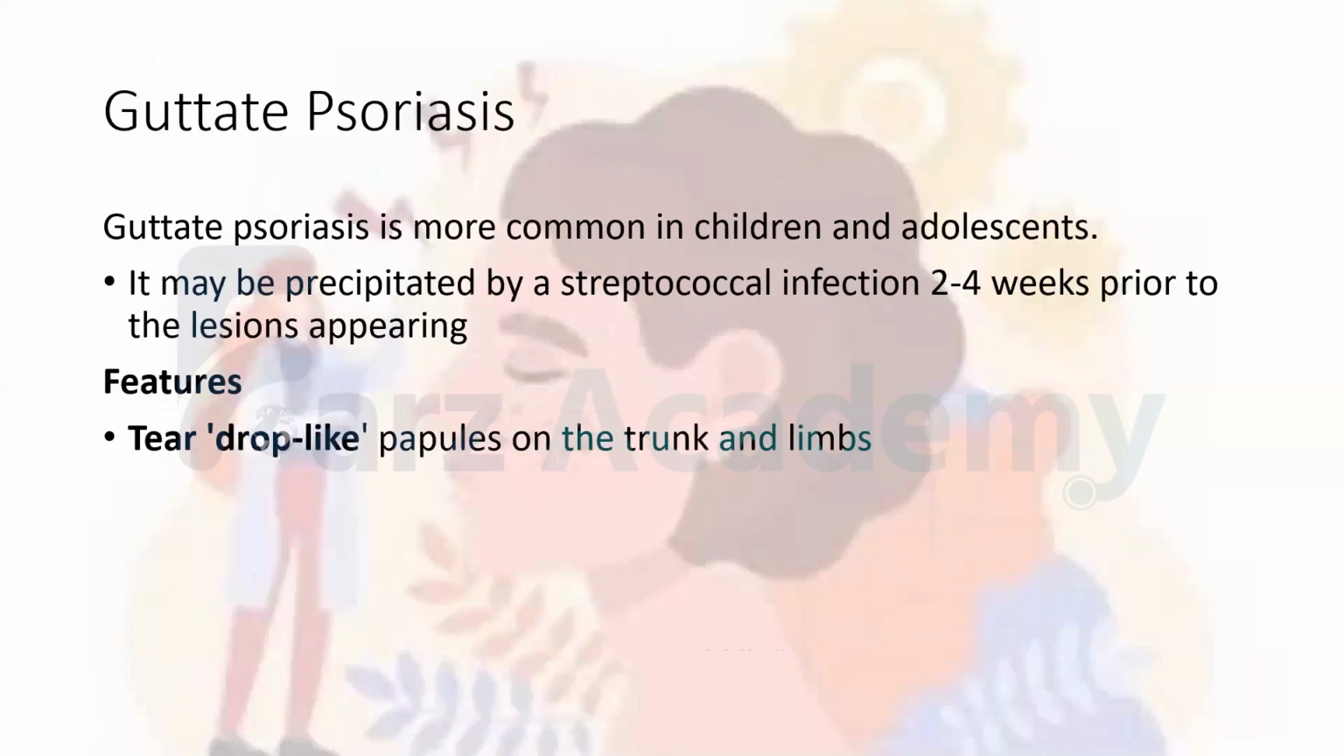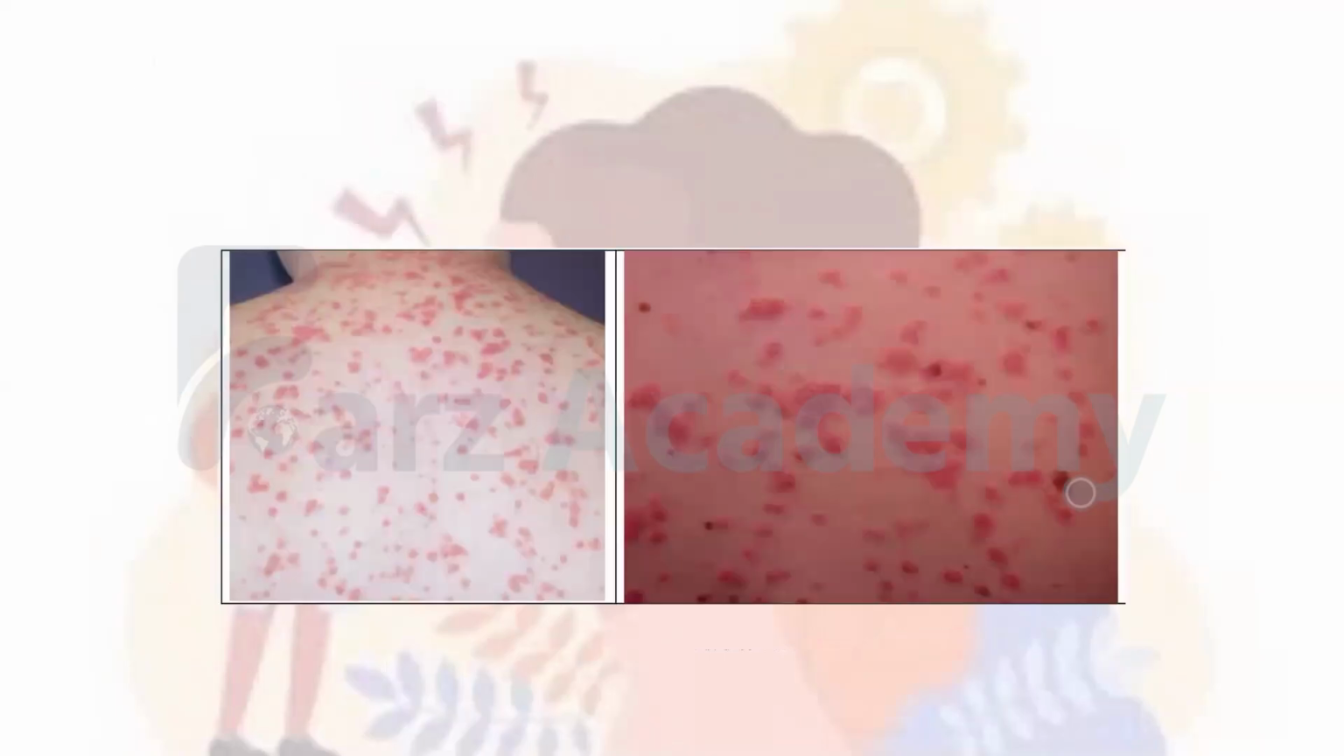Okay, next is guttate psoriasis. I discussed this earlier as well as a subtype of psoriasis. Here you see teardrop papules mainly because of streptococcal infection, which was there previously 2 to 4 weeks prior to the lesions. Okay, so this is how guttate psoriasis looks. You can see the teardrop lesions here.